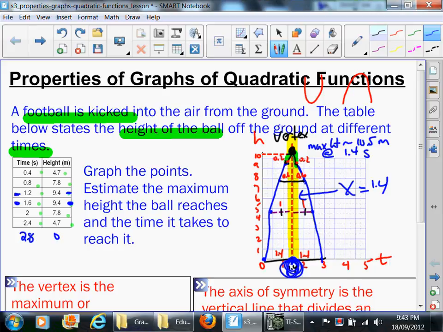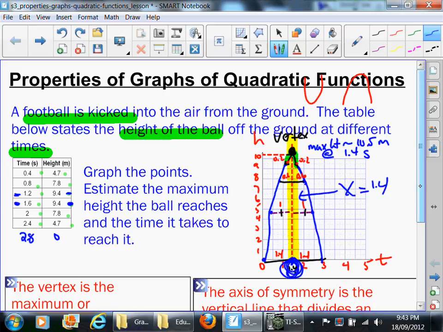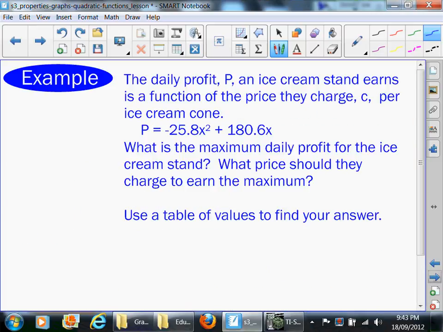Alright. So there's a couple little bits about quadratic functions, talking about the vertex, the highest or the lowest point, and also the axis of symmetry. The axis of symmetry passes through the vertex. Okay? Alright. Now let's do another example.